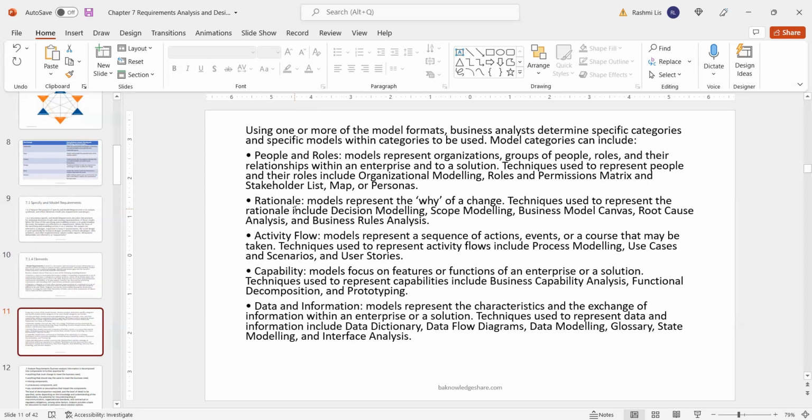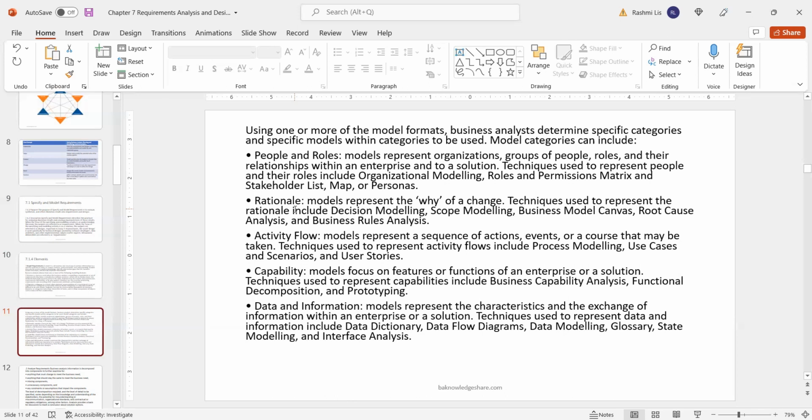Techniques used to represent the rationale include decision modeling, scope modeling, business model canvas, root cause analysis, and business rules analysis. Activity flow. Models represent a sequence of actions, events, or a course that may be taken. Techniques used to represent activity flows include process modeling, use cases, scenarios, and user stories.